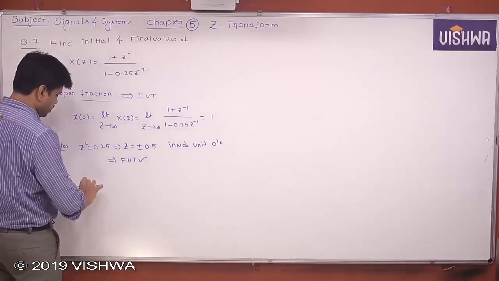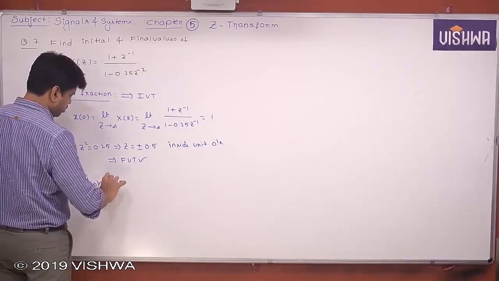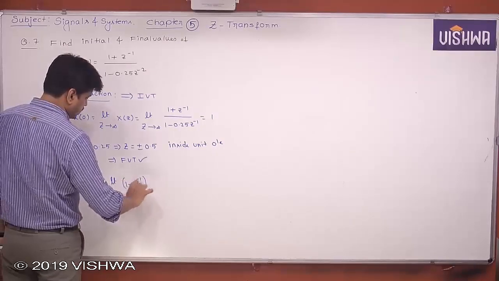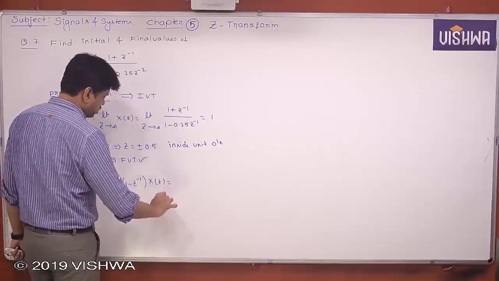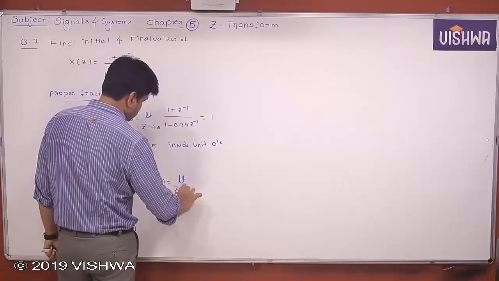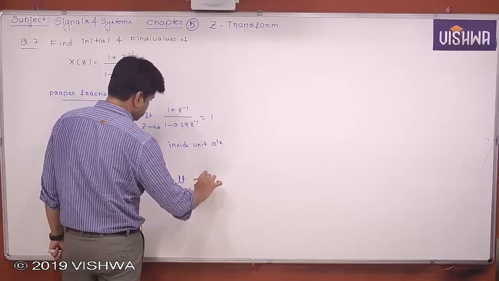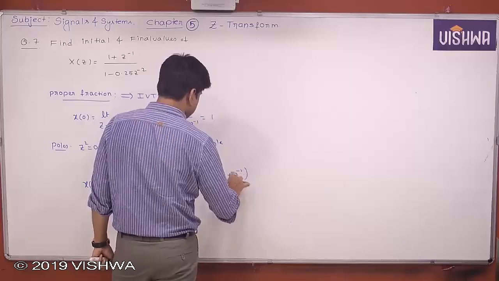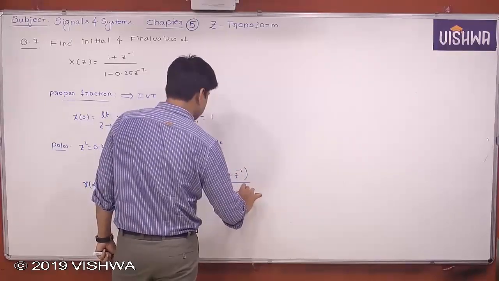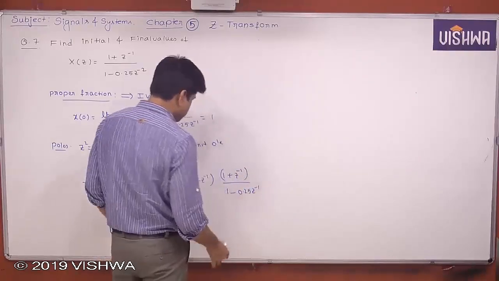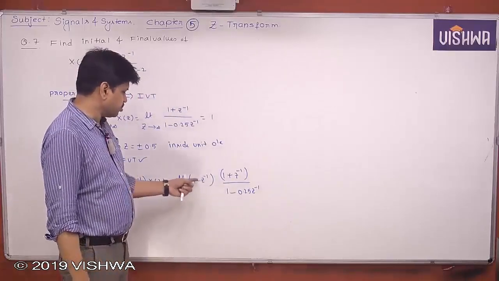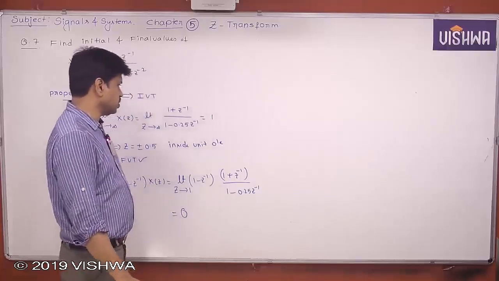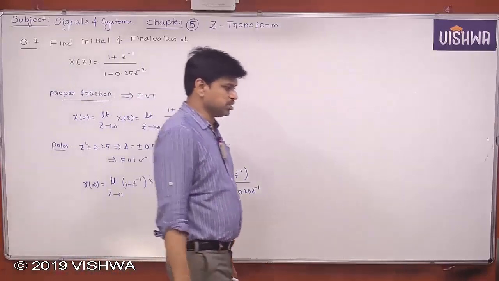So what is x of infinity? That is limit z tends to 1, 1 minus z inverse times x of z, that is limit z tends to 1, 1 minus z inverse into 1 plus z inverse by 1 minus 0.25 z inverse. There is no indeterminate term, so we can directly substitute z is equal to 1. This value will become 0, so the entire value will become 0. 0 is the final value. Clear? Take it.